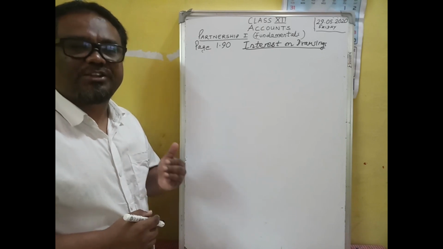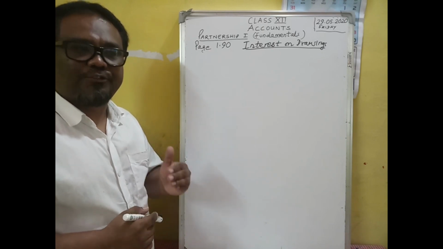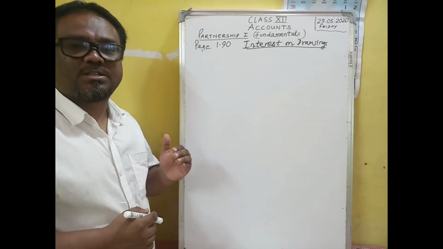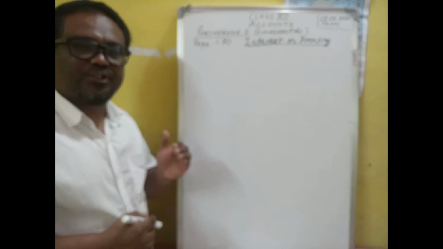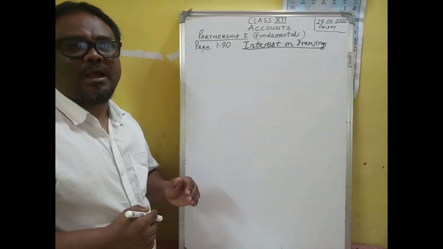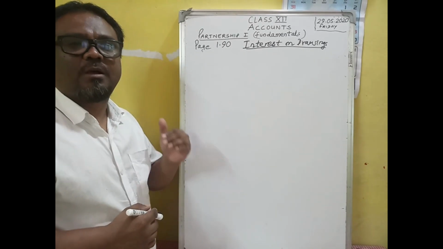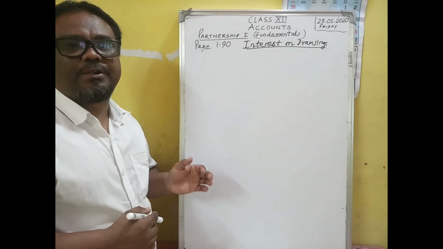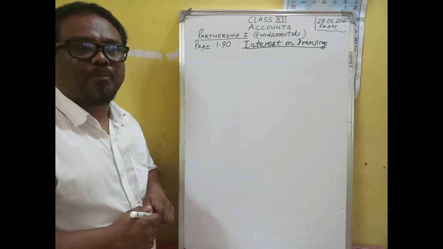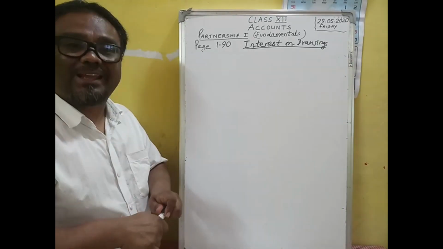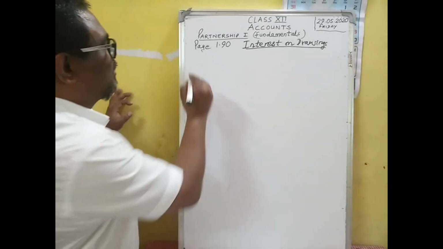The journal entry for interest on drawing is: partners' capital account debited to interest on drawing, and interest on drawing is transferred to the profit and loss appropriation account. Interest on drawing account debited to profit and loss appropriation account. So first of all, let's learn the calculation of interest on drawing.